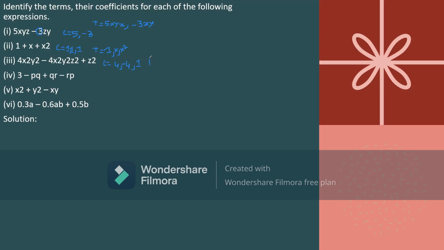The next T is equal to, so the terms are 4x square y square, comma, minus 4x square. Sorry, please ignore that. Don't mind, please.